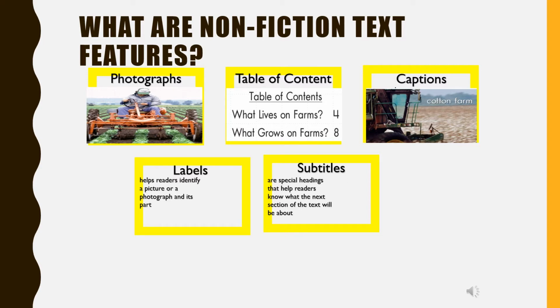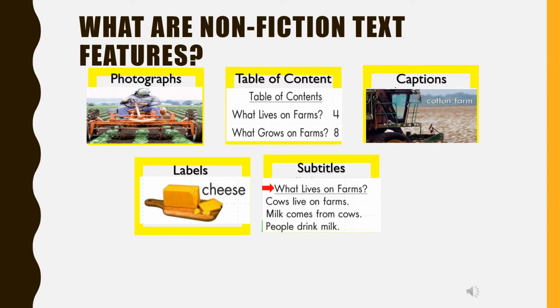Labels. Labels help readers identify a picture or a photograph and its parts. Here's an example: cheese. Subtitles are important headings that help the reader know what the next section of the text will be about. Where the red arrow is, the subtitle on this page would be What Lives on Farms.